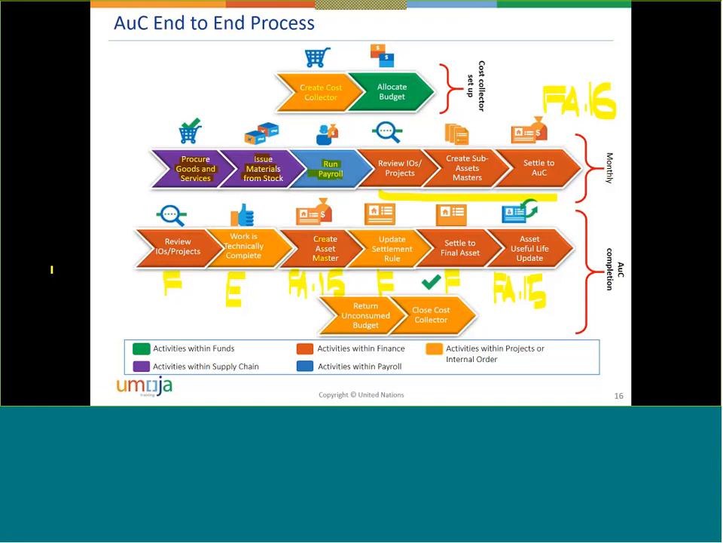Any other question about the process? We just finished a second workshop in Entebbe, I think two weeks ago. So you should have some FA16 users in your mission, because we did one in January and another one in May. So you will have two.